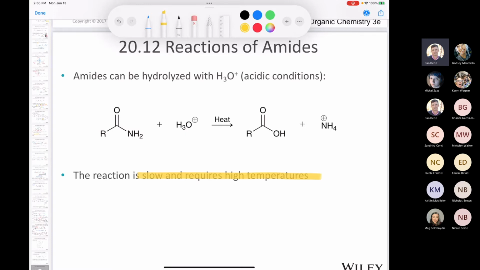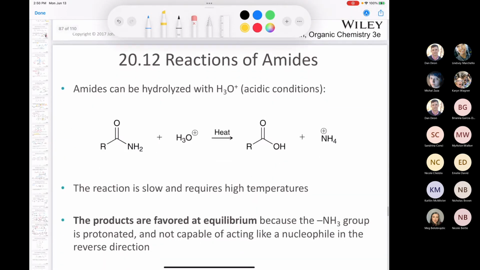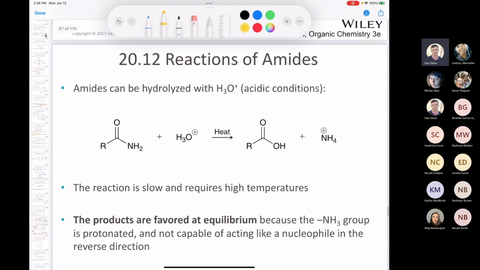Here is the mechanism. Now, I have my notes right in front of me. Nope, I didn't have it here. Okay. Yeah, I guess there's one more point I wanted to make.